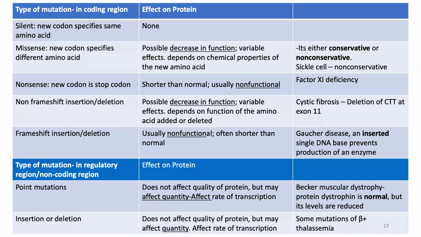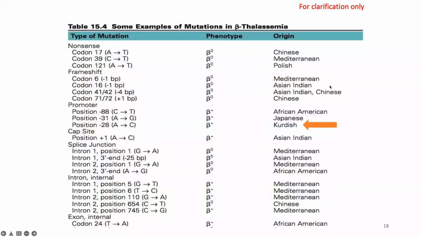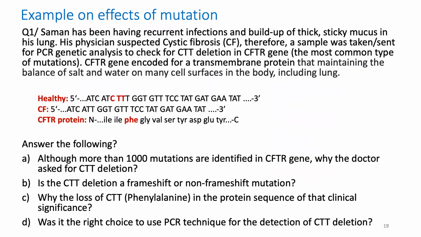In Becker muscular dystrophy, the protein dystrophin is normal, but its level is reduced, but still it led to the disease. And again, if it's an indel in the non-coding region, it does not affect quality of the protein, but again, quantity, like in some cases of beta plus thalassemia, as we saw here. So here in the cap site, there's one insertion, it led to beta plus, which is a functional protein, but reduced quantity.